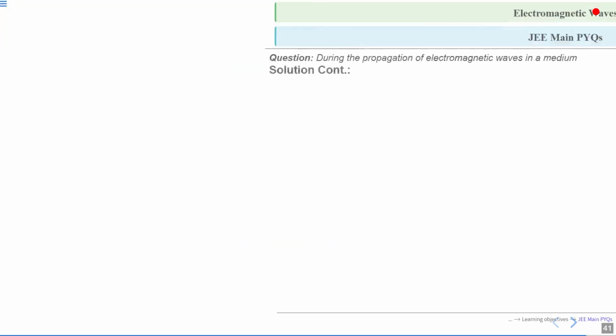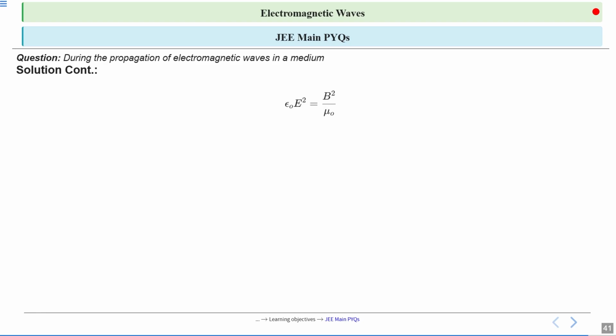Now we will multiply both sides by half. So it will become half epsilon naught E square equal to B square upon 2 mu naught. On the left hand side, there is the electric energy density, and on the right hand side, it is the magnetic energy density. So they are equal. We have proved it. So UE is equal to UB.